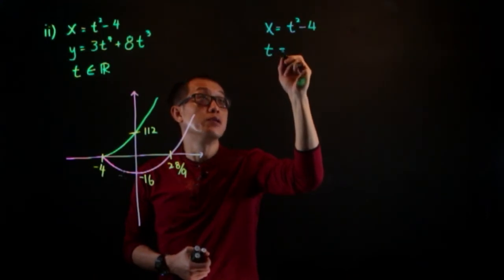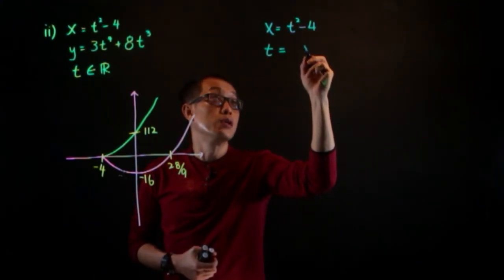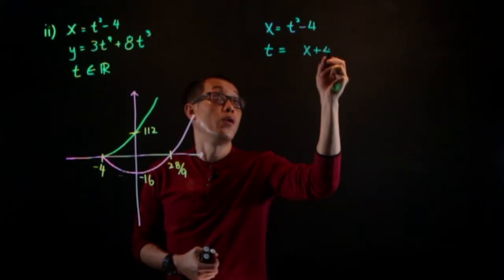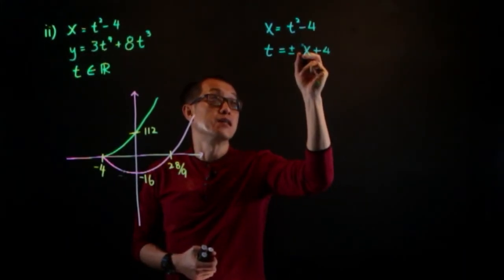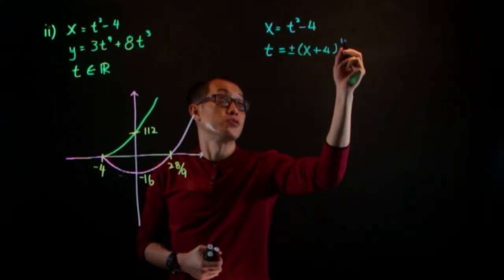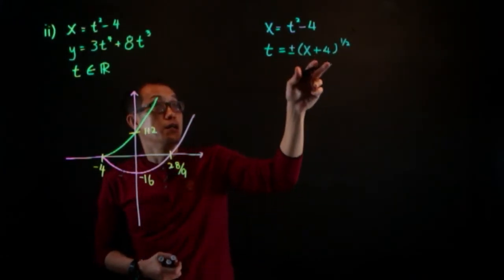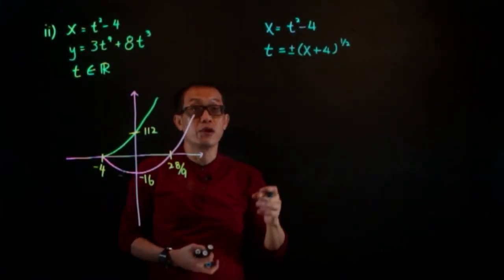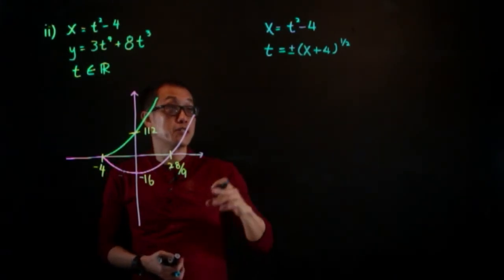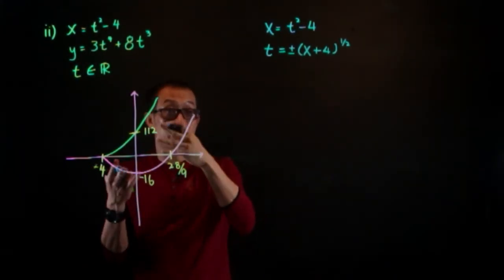t will be equals to plus minus x plus 4 to the power of half. Now when you do a square root, you will get a plus minus. Make sure you do that because otherwise you cannot get part of the graph.